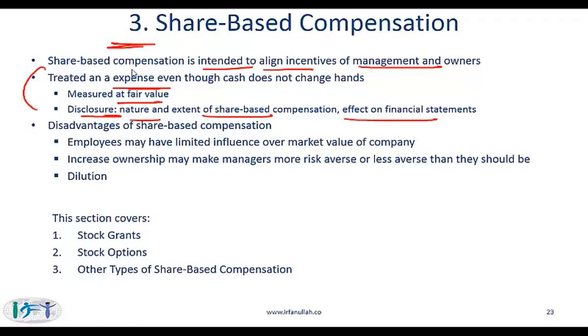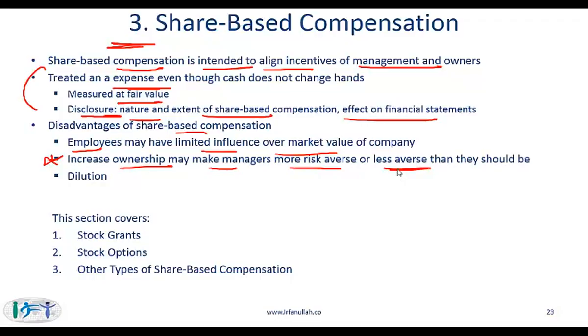The theory is that share-based compensation will align incentives, but this doesn't always happen. There are some disadvantages of share-based compensation. One is that employees may have limited influence over the market value of a company. Even though you have shares, you are the senior executive, but the overall market goes down. Not really anything that the senior executives can do about that. Another interesting and tricky one is that increased ownership may make managers more risk averse or less risk averse.